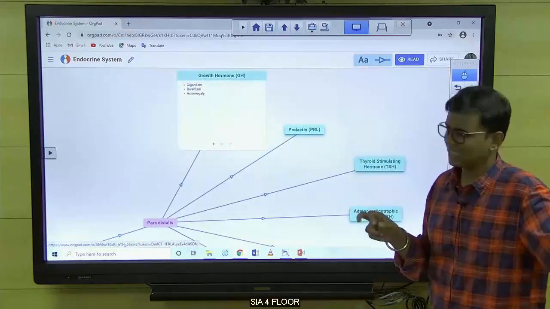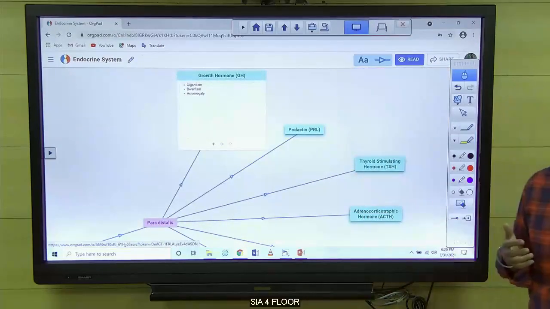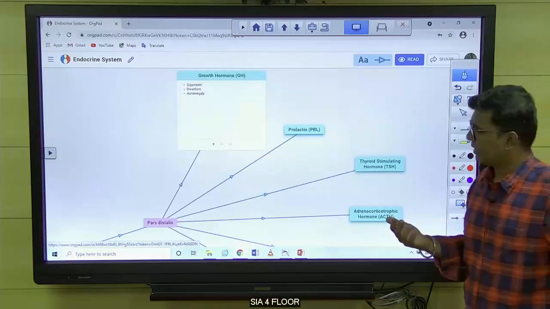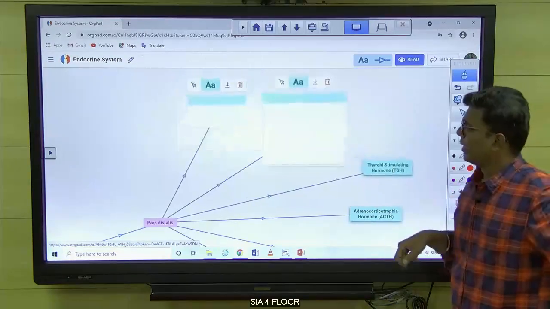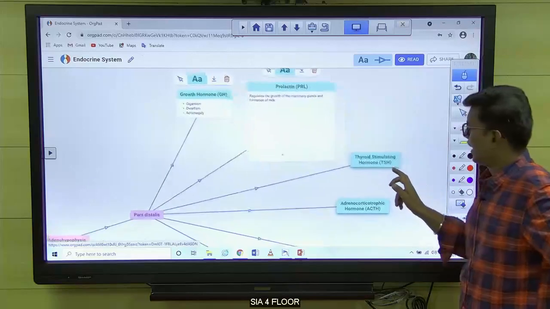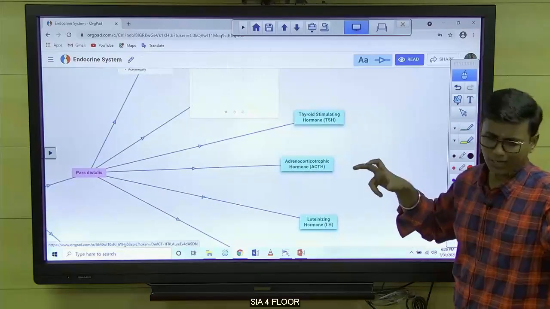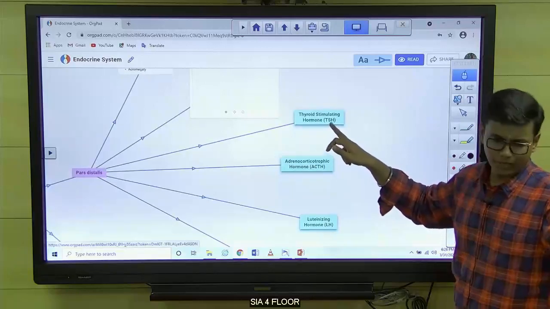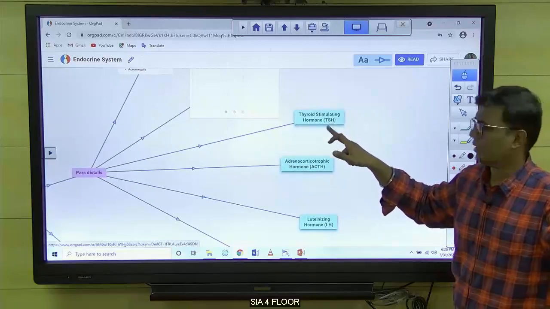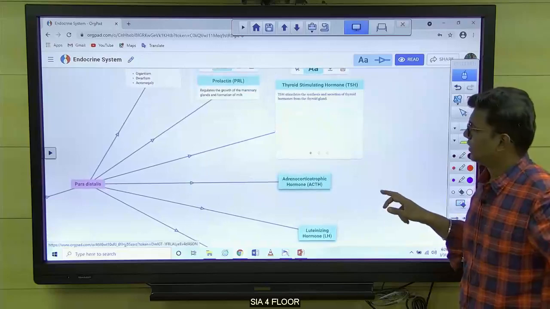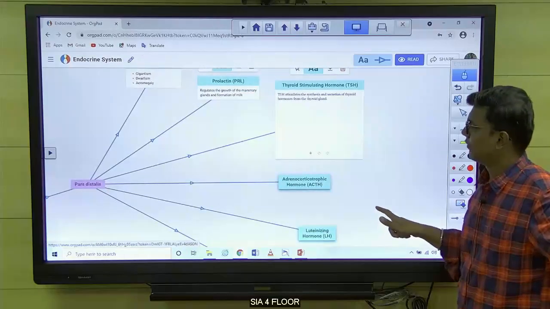Prolactin. The name itself says lactin, related to milk. The development of mammary glands, the secretion of milk, all these are coordinated from pituitary gland using prolactin. Thyroid stimulating hormone, which means thyroid hormone is secreted by thyroid gland, but it is regulated by pituitary. That's why we call it the master gland or the master controller.